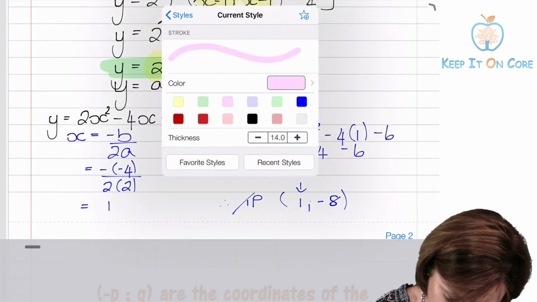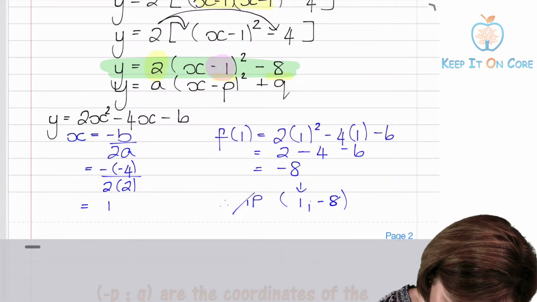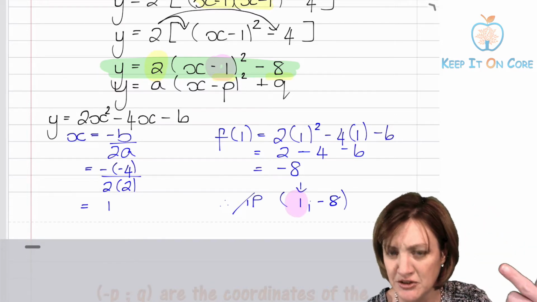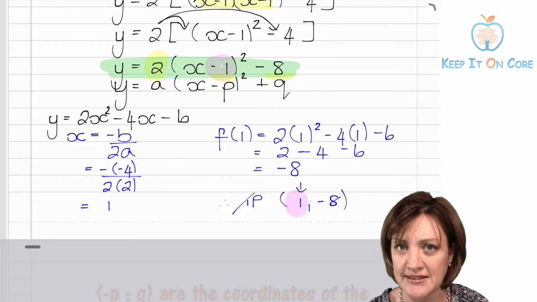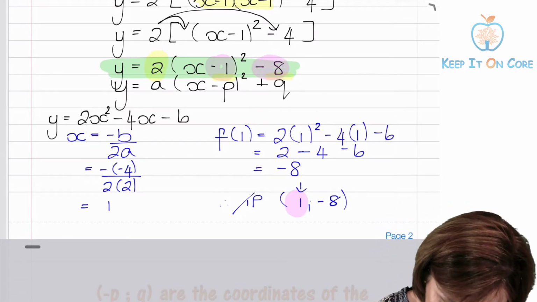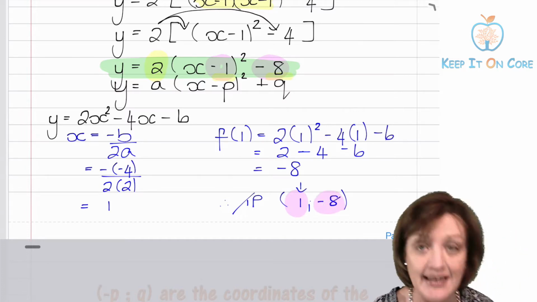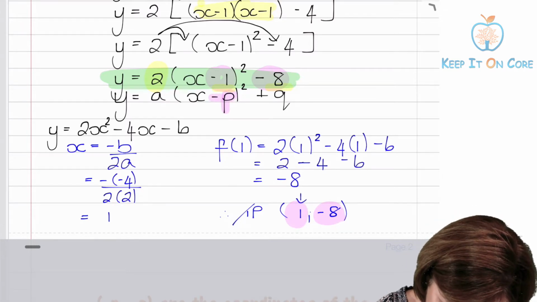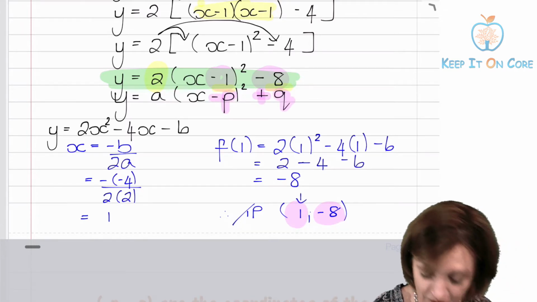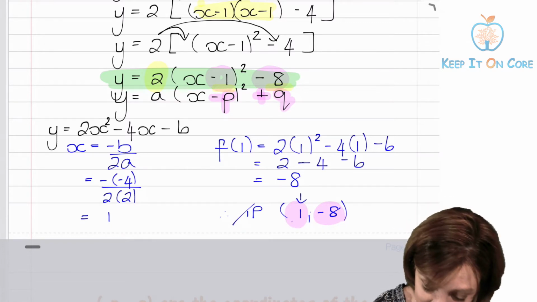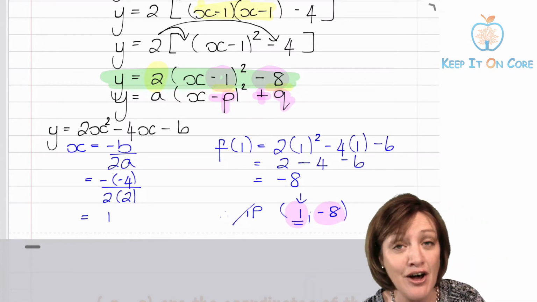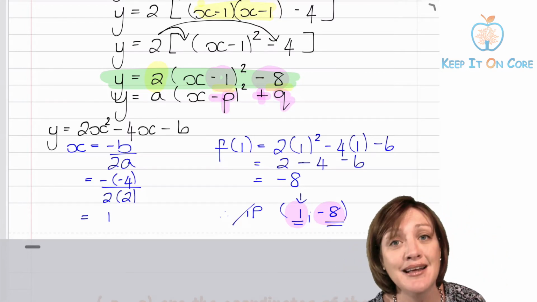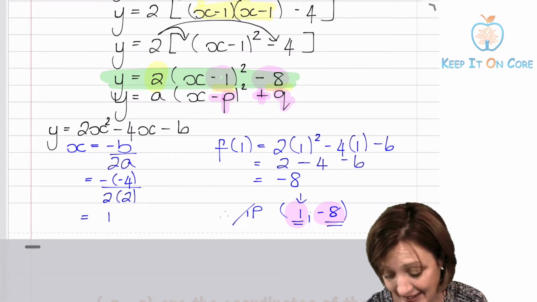Do you notice that this negative 1 over here and this 1 over here are the same, except obviously we do notice that one is negative and one is positive. We're going to deal with that in a second. And then this value over here is negative 8 and this over here is negative 8. Aha. So this negative p-value and this q-value are actually representing the shift sideways, the horizontal shift, and the shift downwards, the vertical shift that was happening in this graph, which actually landed up taking us to the turning point.